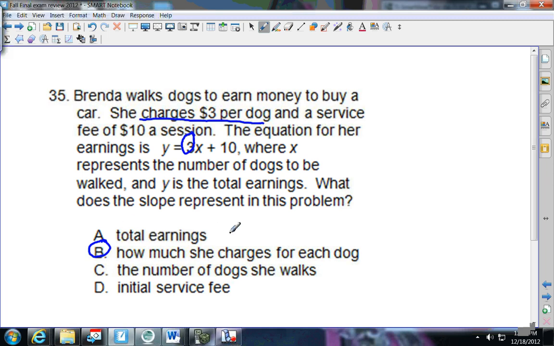Total earnings would be the Y. This would be the total earnings. Initial service fee, that's the 10. The number of dogs she walks, that's the X.